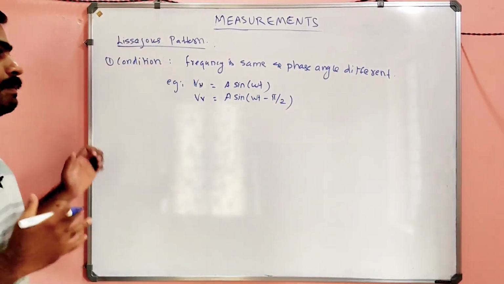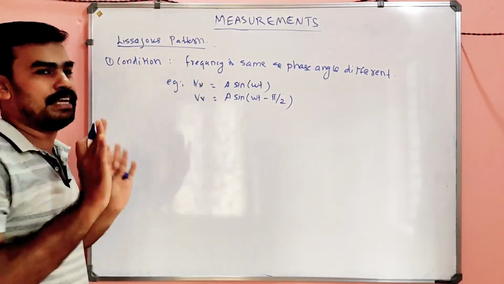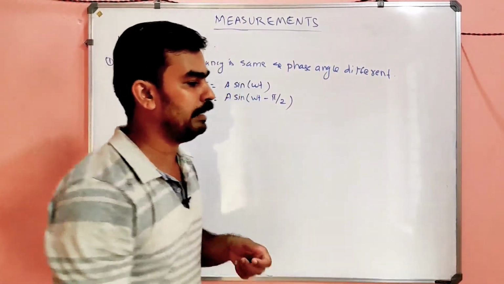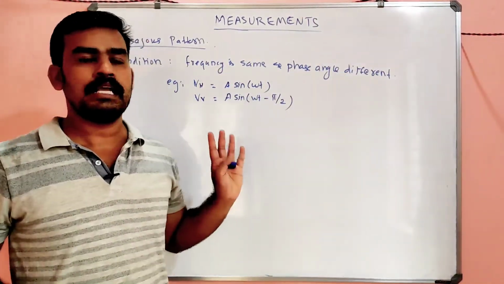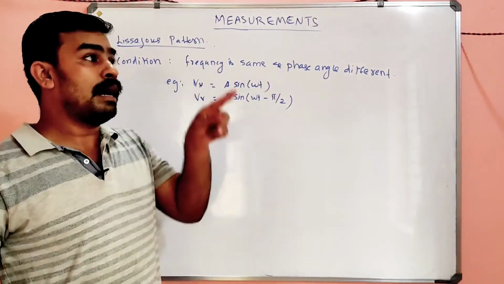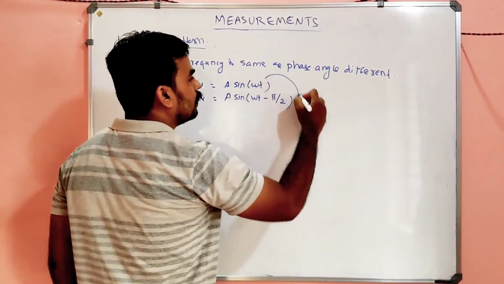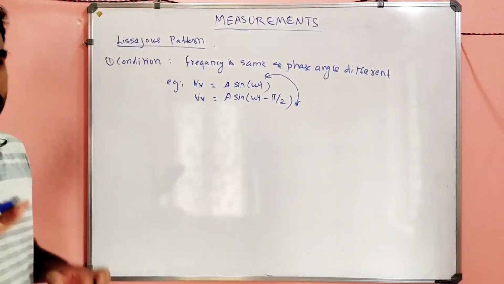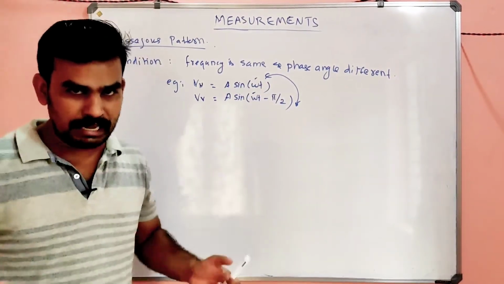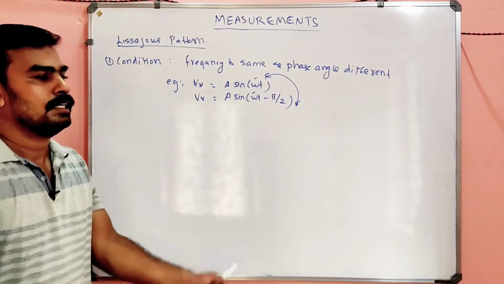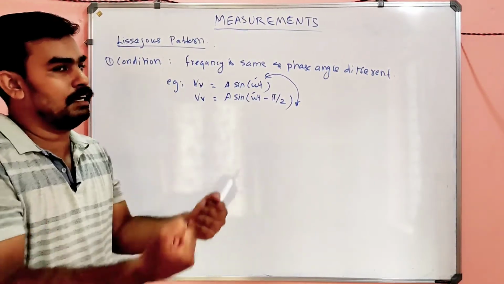Suppose you have to analyze these two signals. You don't know the phase angle and all. You simply give two signals to the vertical as well as the horizontal deflection plate, and something you see on the CRO, and by looking at the CRO image, you can predict the phase angle. The condition is that the two signal frequencies are same, and you don't know the phase angle between those two.